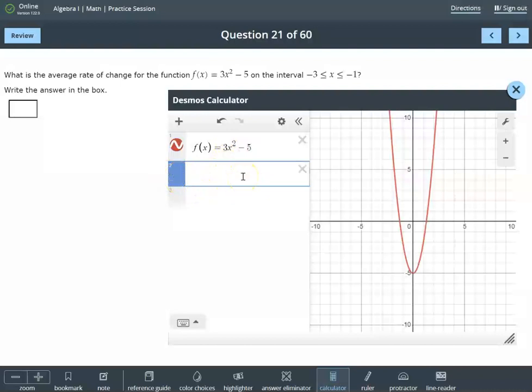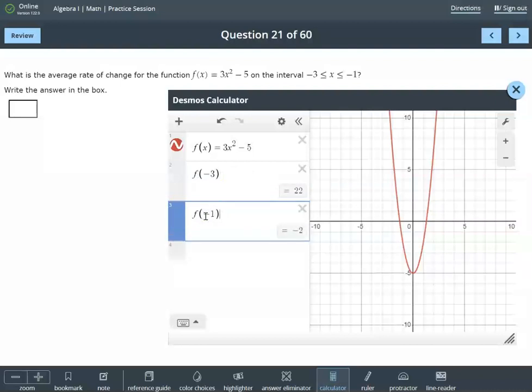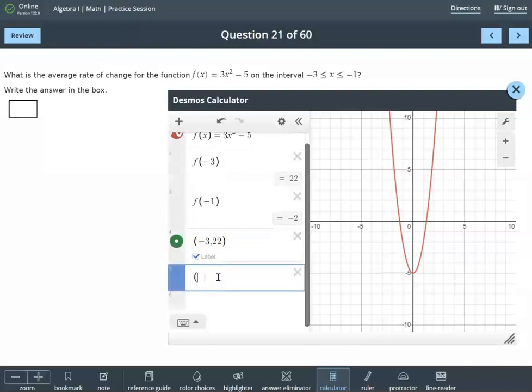So what I'm going to do is I'm going to type f of -3. And then I'm going to type f of -1. And so what I want to know is the rate of change from f of -3 to f of -1. And that is simply the slope of a line that connects 2 points. So to make this easier to see in the graph, and this is optional, I'll sometimes add an ordered pair. The first ordered pair, the input was -3 and the output was 22. So the ordered pair is -3, 22. The second ordered pair is -1, -2.